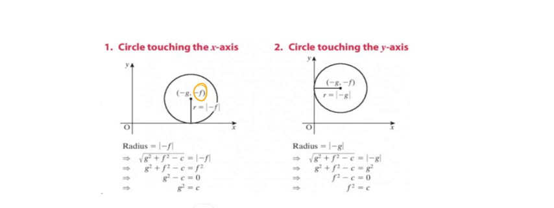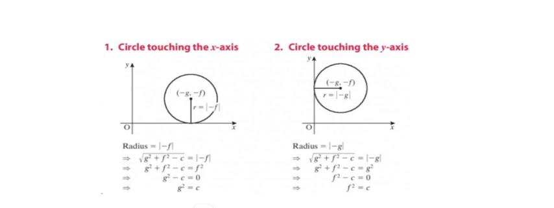always when it's touching the x-axis, the r will be equal to the absolute value of minus f. So it's whatever the absolute value of the y coordinate is. Even if the circle was down below the line, down here, it would still be the absolute value of the y coordinate.